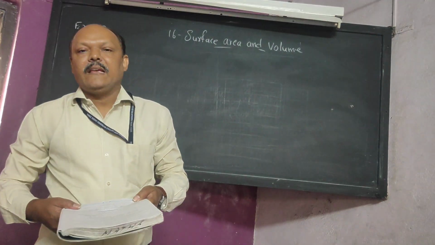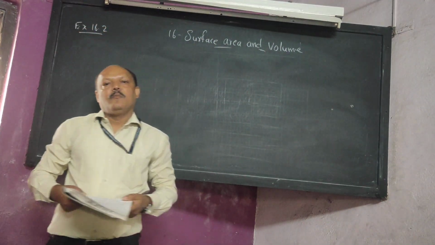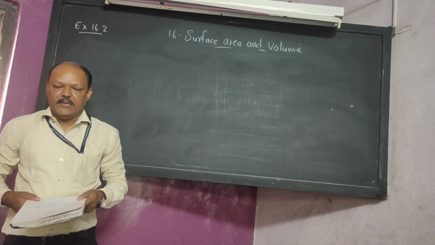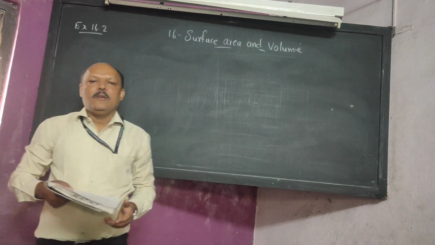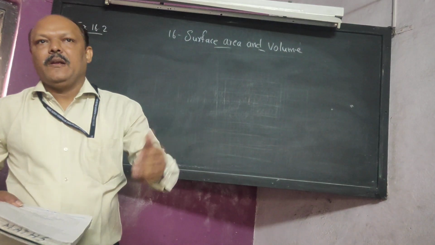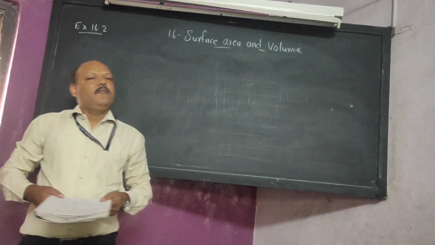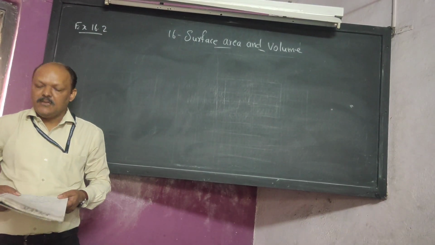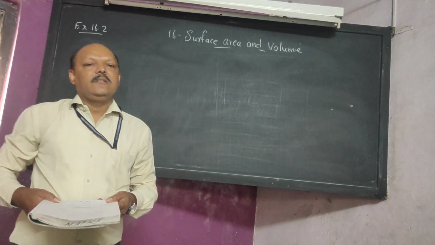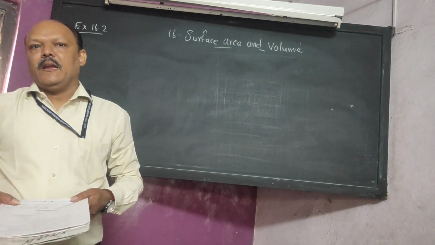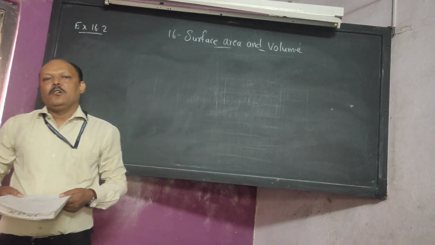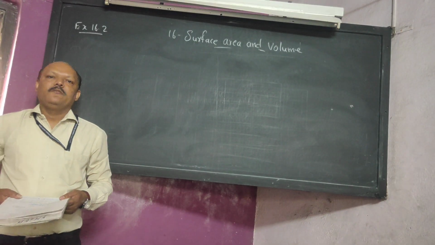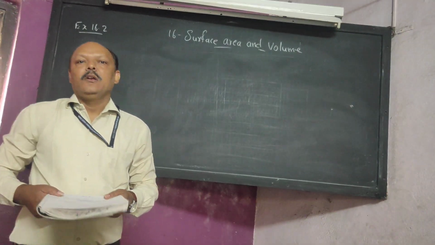In this exercise, we will be learning about the formulas for curved surface area and total surface area. I already explained this in the last lecture, but again we will repeat the formulas. The curved surface area of a cylinder formula is 2 pi RH, and the total surface area of a cylinder formula is 2 pi r bracket r plus h. These are the two formulas. Based on these two formulas, we are going to solve exercise 16.2.